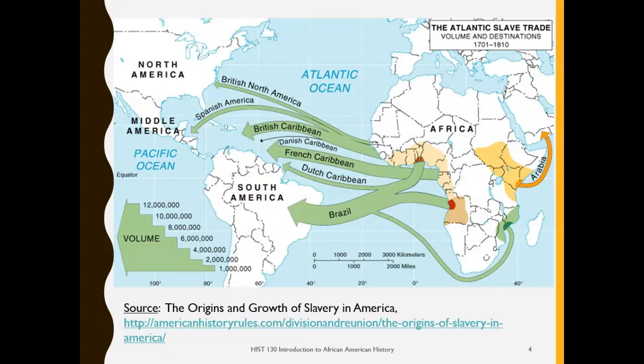And on the top, you can see that a small percentage of the slaves were sent to North America, which means to the United States and Canada. But almost all of them came from West Africa. Therefore, West Africa is very important to understand the history of African Americans in the United States.